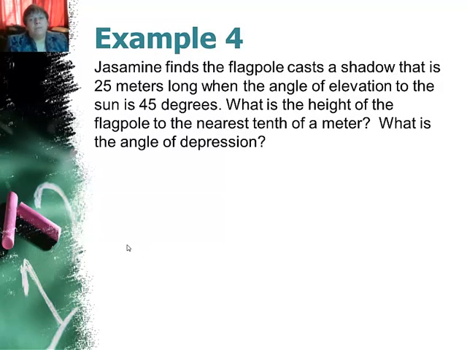Jasmine finds a flagpole casts a shadow that is 25 meters long. By the way, you notice it said example 4 instead of example 3, and I somehow skipped it, but it'll still work. All right, so Jasmine sees this 25-meter long shadow from the flagpole, and the angle of elevation to the sun is 45 degrees.